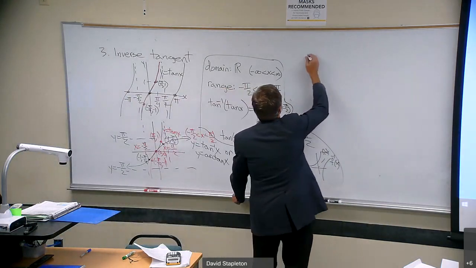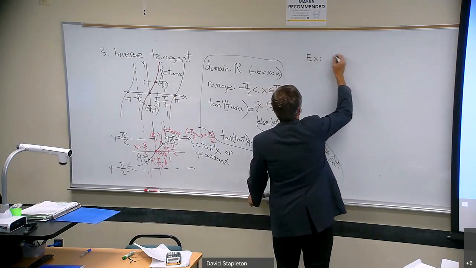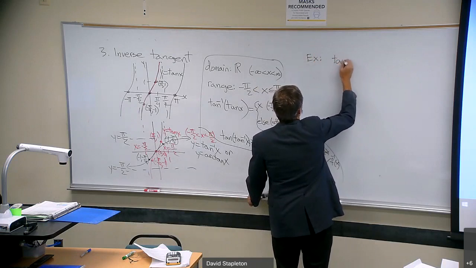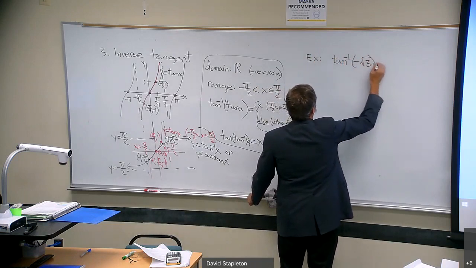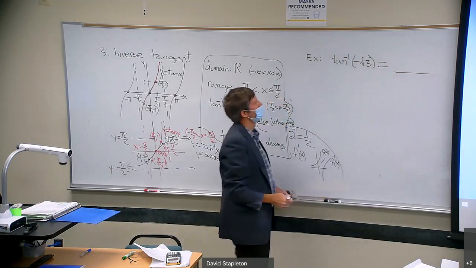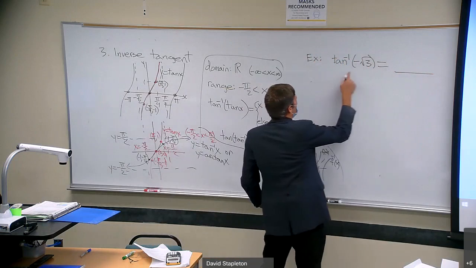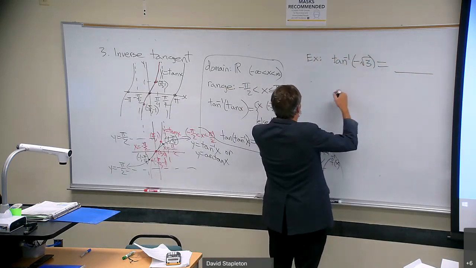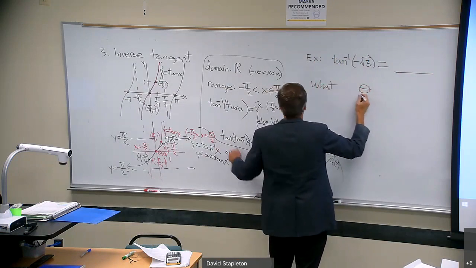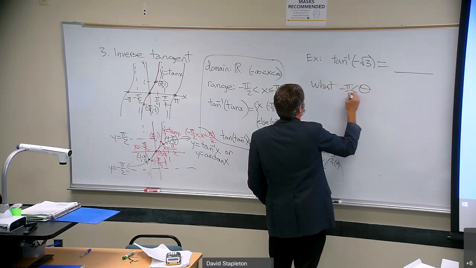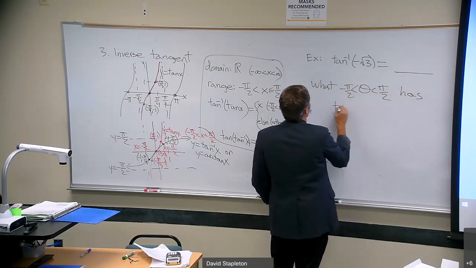For example, to say I want to solve inverse tangent of minus square root 3. How do I do that one? Again, I asked the reverse question. Since this looks like it came from a special angle, I'm going to try and do it by hand. I'm going to say what theta in the range of the arctangent, between minus pi over 2 and pi over 2, not including the endpoints like sine did, has this tangent.